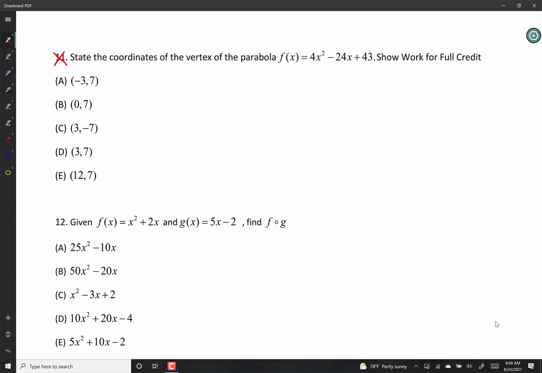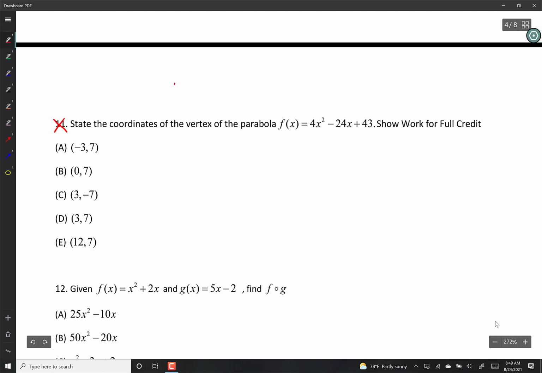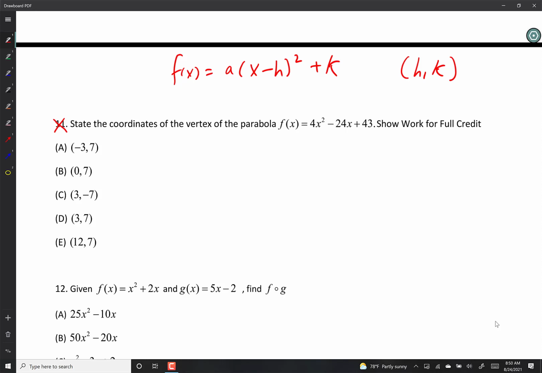Okay. So this says state the coordinates of the vertex of the parabola. Hopefully when you were in Algebra 2, they did vertex form. And vertex form looks like this, where the vertex is h comma k. Cool? Now, if I want this, remember guys, we have no calculator.